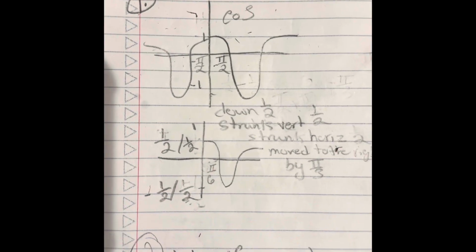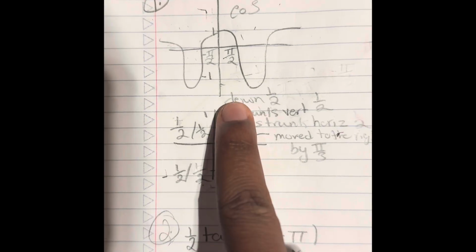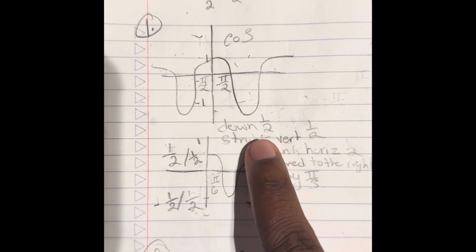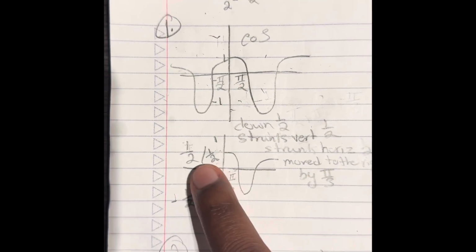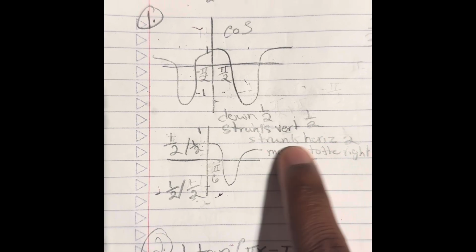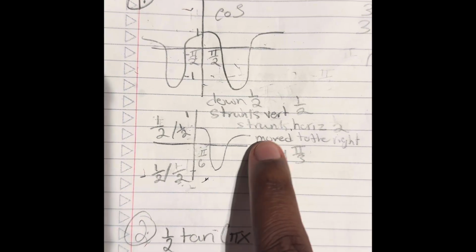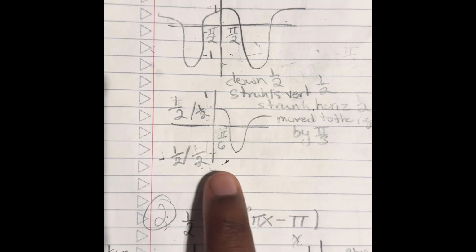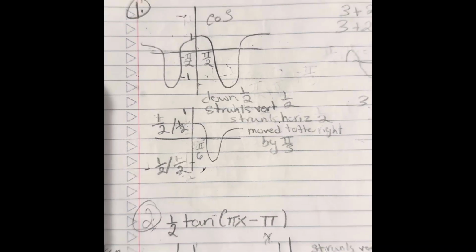For this, we have a cosine graph. I just wrote the regular one here to show the changes made. For this, you would first go down by 1/2, which I do. I'm going to put 1 right here just to see. And then we shrunk vertically by 1/2, and then shrunk horizontally by 2. Ignore that 1. And then we move to the right by pi over 3, and then that ended up with pi over 6. That's A.